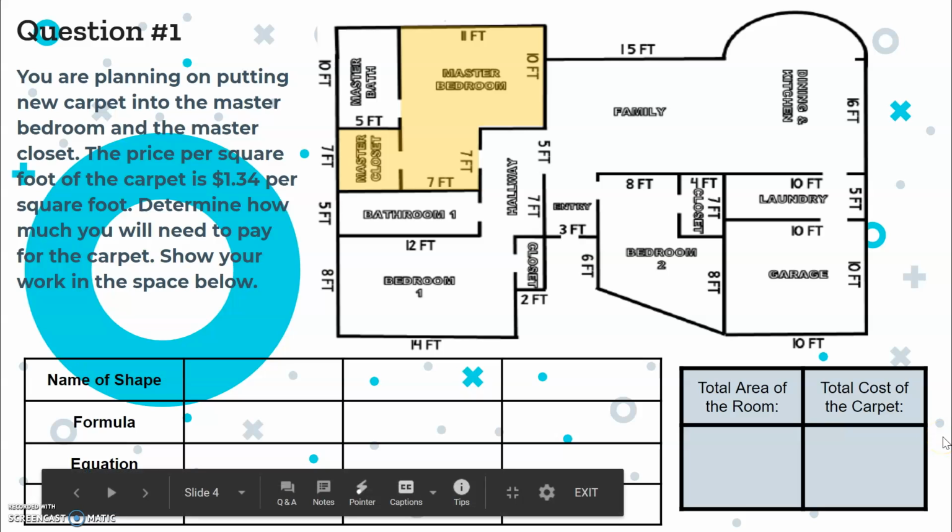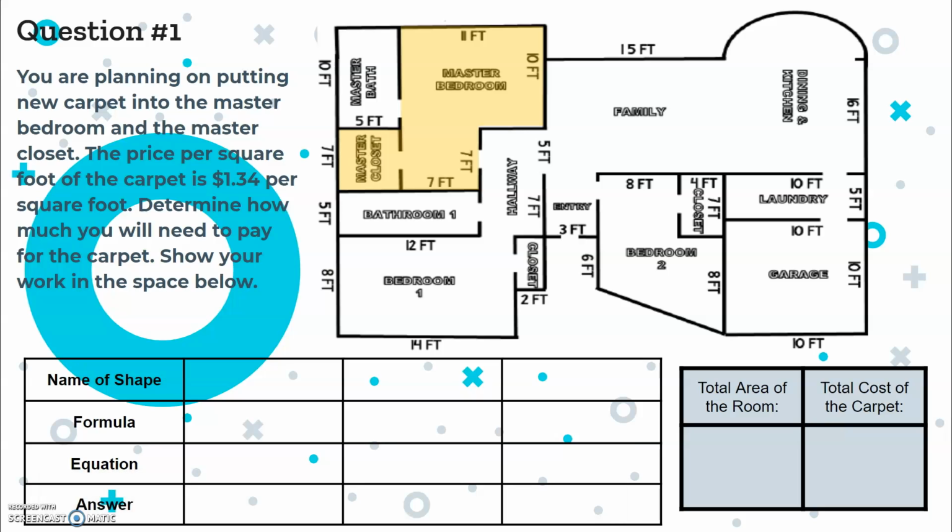All right, question number 1. You are planning on putting new carpet into the master bedroom and master closet. The price per square foot of the carpet is $1.34 per square foot. Determine how much you will need to pay for the carpet. Show your work in the space below.